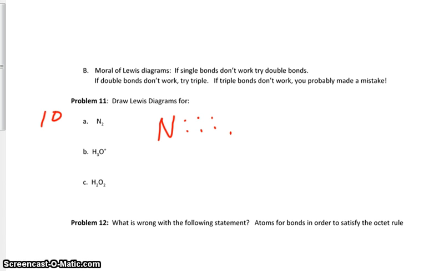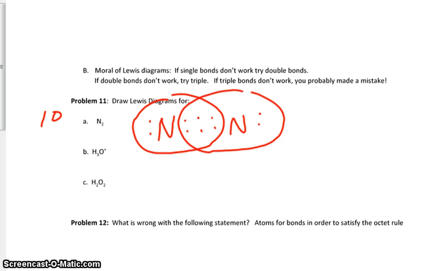Let's try triple bonds. Okay, that's 6. I only have 4 more to go. I'll give each nitrogen 2. And voila, look what happens. 8 around nitrogen and 8 around nitrogen. That worked out really well. What about the next one, H3O+?